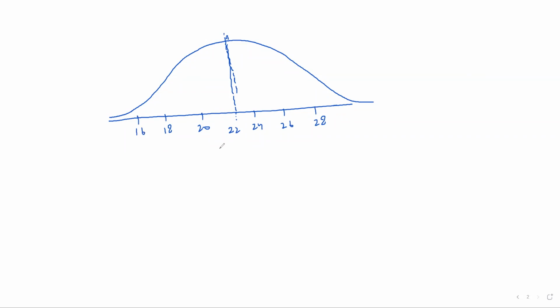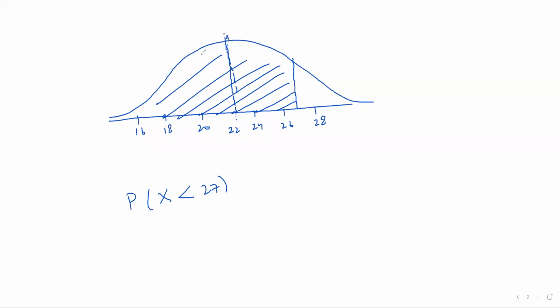Okay. So how we will be dealing with the problems over here: you will be asked a question, okay, find the probability that a student has marks less than 27. The marks per student are less than 27. Okay. So what will you do? You will say, okay, here I have 27. So all of this area is going to tell us the probability that the marks are less than 27.